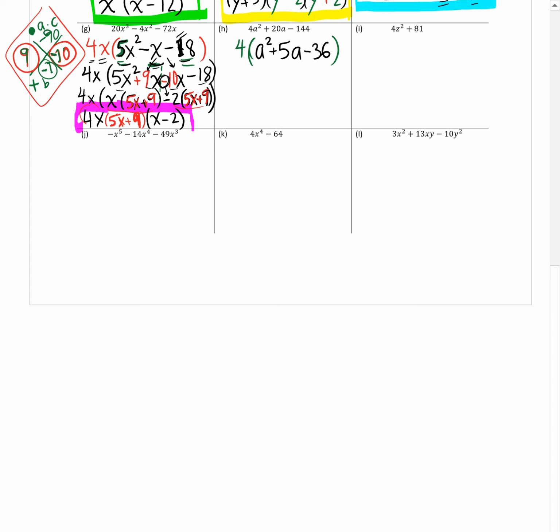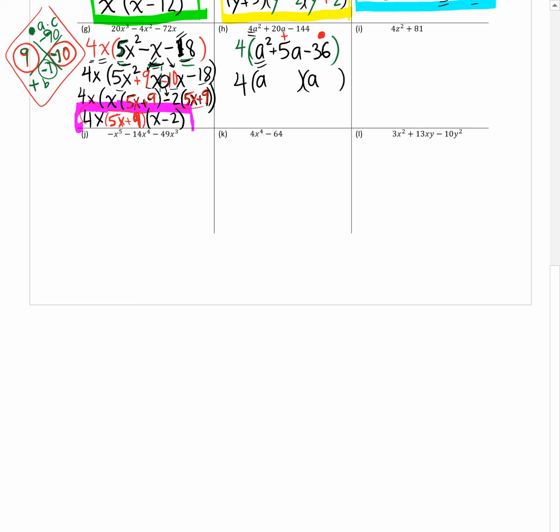So if I take a 4 out, 4 times a squared makes 4a squared, 4 times 5a will make the 20a, 4 times negative 36 makes the negative 144. And now I realize, now that I factored that 4 out, what's left is one of those easy factoring techniques. All of a sudden, the leading term's coefficient is a 1 instead of a 4 like I thought it was. So this is going to be the easy technique where I just say, alright, there are the variables, the numbers I want multiply out to negative 36, and add up to 5.